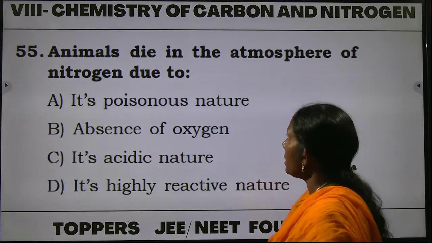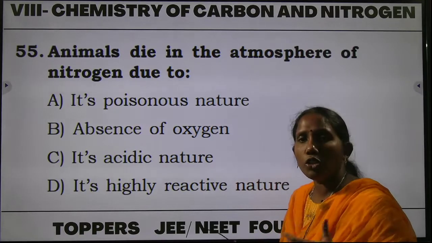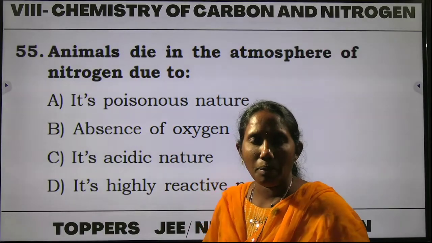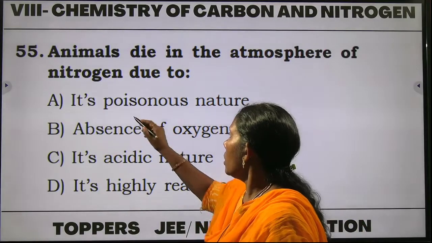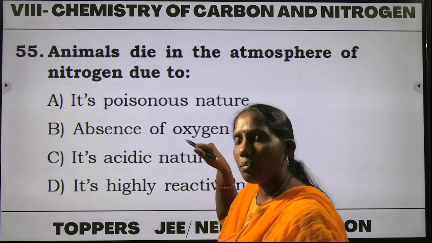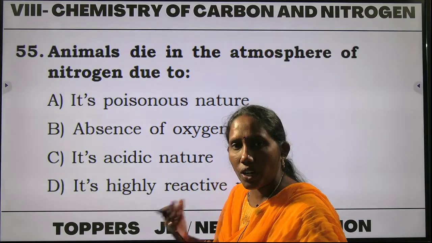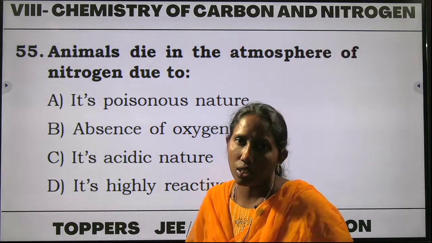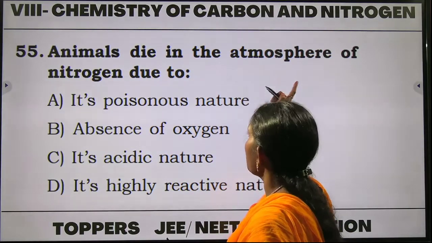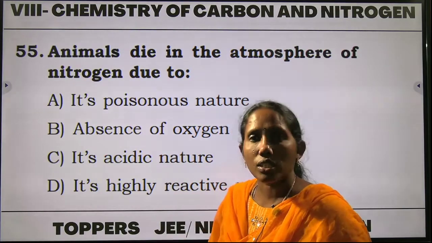Next one: animals die in the atmosphere of nitrogen due to what? When there is a high amount of nitrogen, there is suffocation because no oxygen is present. It is not because of poisonous nature; nitrogen has no poisonous nature. There is suffocation, the absence of oxygen. Animals die in the atmosphere of nitrogen due to the absence of oxygen.